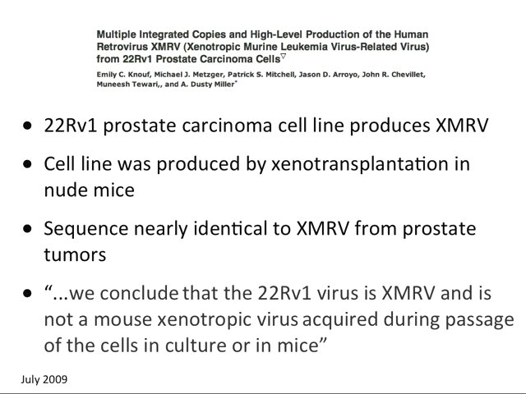And the authors conclude, quote, "We conclude that the 22RV1 virus is XMRV and is not a mouse xenotropic virus acquired during passage of the cells in culture or in mice." So they said, yeah, this is XMRV. It's not a mouse xenotropic virus. So this is an interesting observation. This cell line, which is derived from a prostate tumor, is making the same virus that's isolated with patients. So this was, at the time, viewed as support for the idea of the etiology of this virus in prostate cancer, because it's isolated from a prostate tumor.